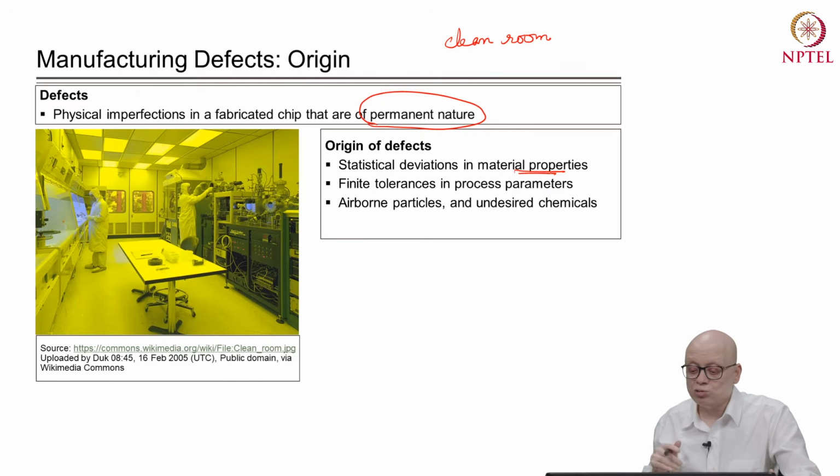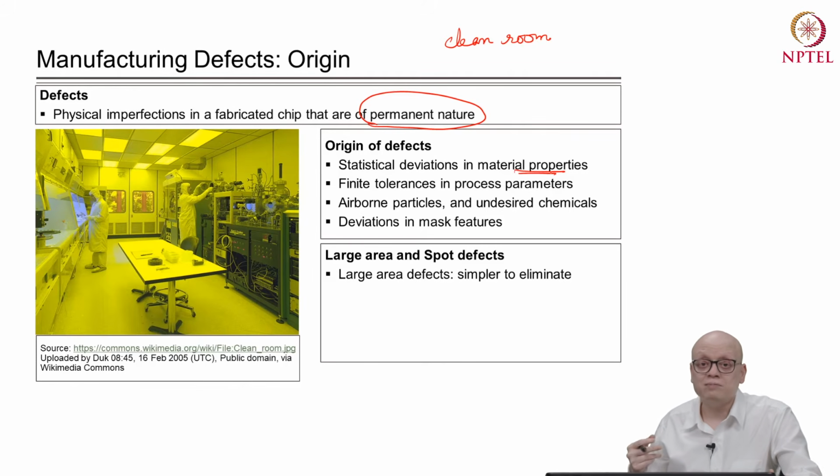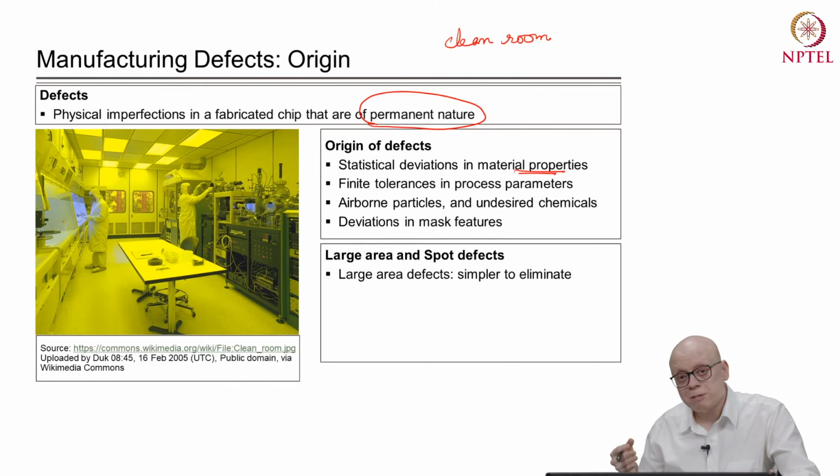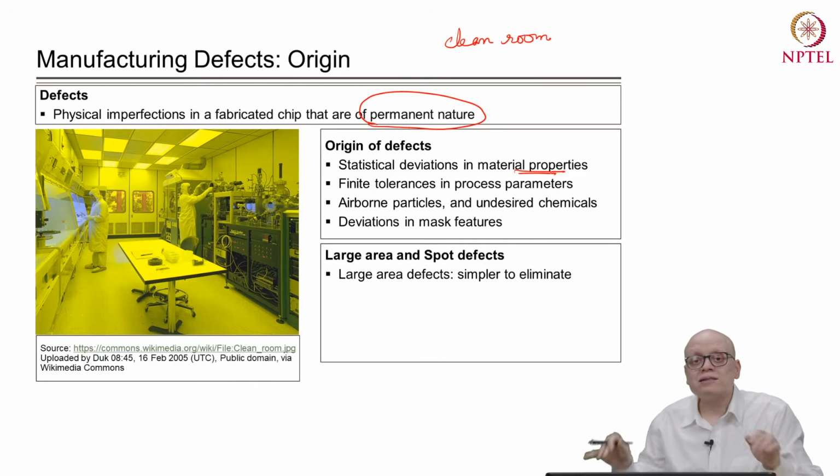And those airborne particles and undesired chemicals can lead to defects in our chip, and also there can be deviations in the mask features which can lead to defects. Now, there are two kinds of defects. The first one is the large area defects that can be created by, say, wafer mishandling, or by, say, misalignment of various masks and so on.